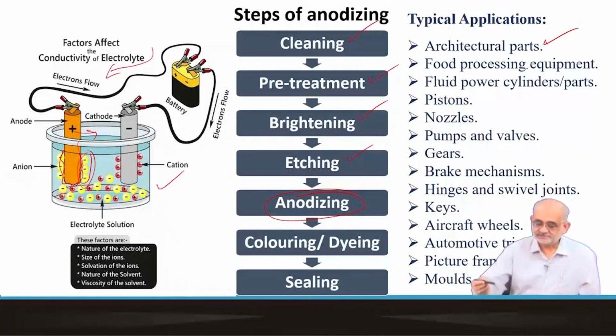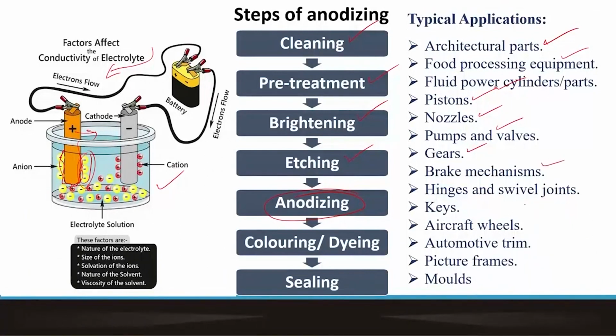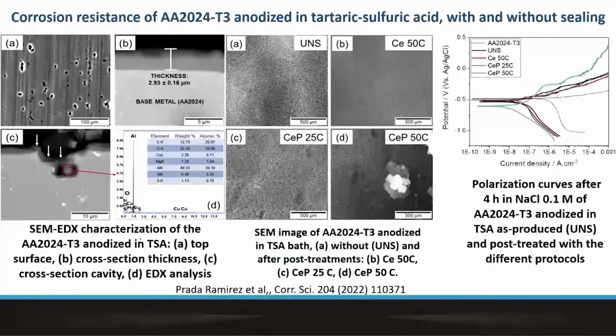Applications could be for architectural parts, aesthetic reasons, food processing equipment, fluid power cylinders and parts, pistons, nozzles, pumps and valves, gears, brakes, hinges, swivel joints, keys, aircraft wheels, automotive trims, picture frames, molds. So these are both for aesthetic and architectural purposes, as well as for structural, load-bearing applications, like brakes and hinges and gears and so on, pumps and valves. It's a very thin layer that we convert to oxide, and mind you, we are talking about aluminium as the substrate and no other metal.